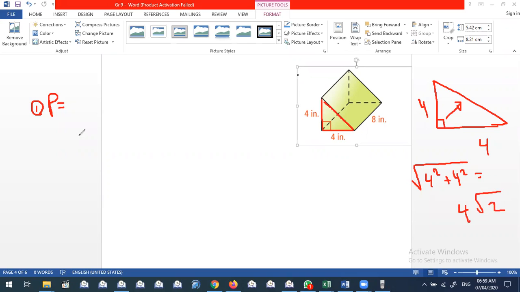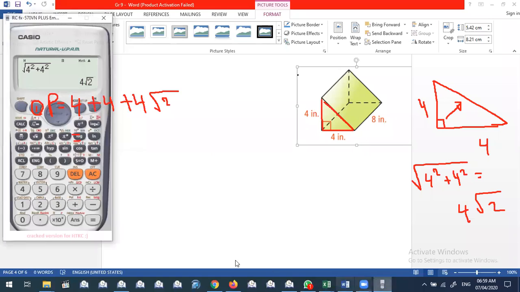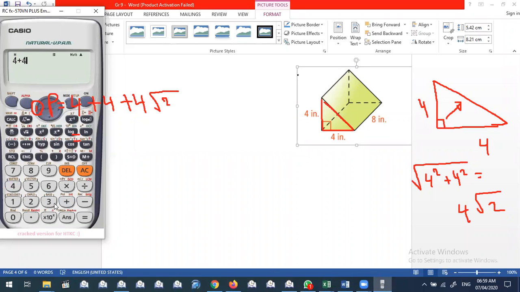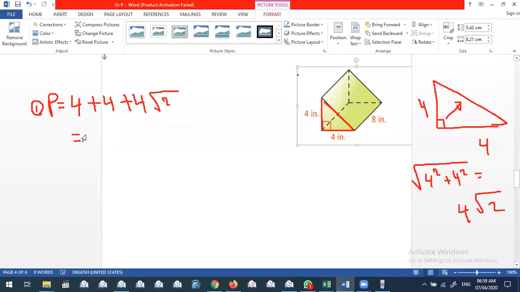Now you can find the perimeter of the base. 4 plus 4 plus 4 square root 2. The final answer, 8 plus 4 square root 2. Step number 1 done. Step number 2, find lateral area.